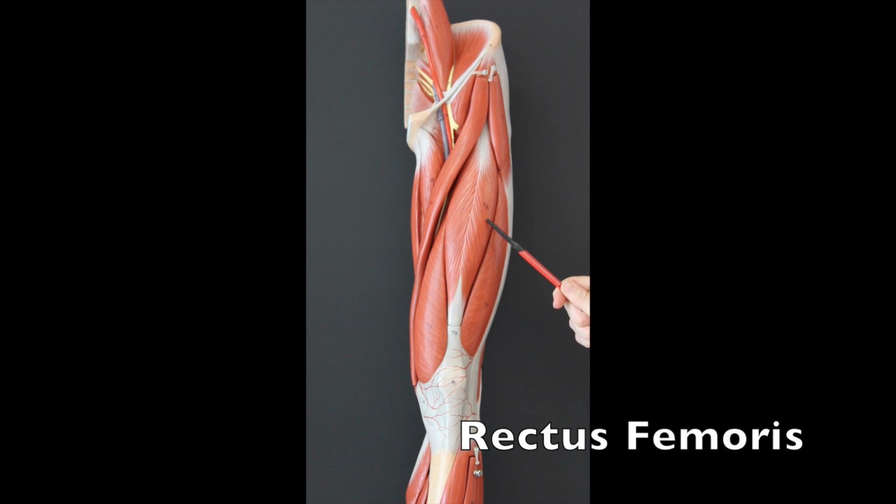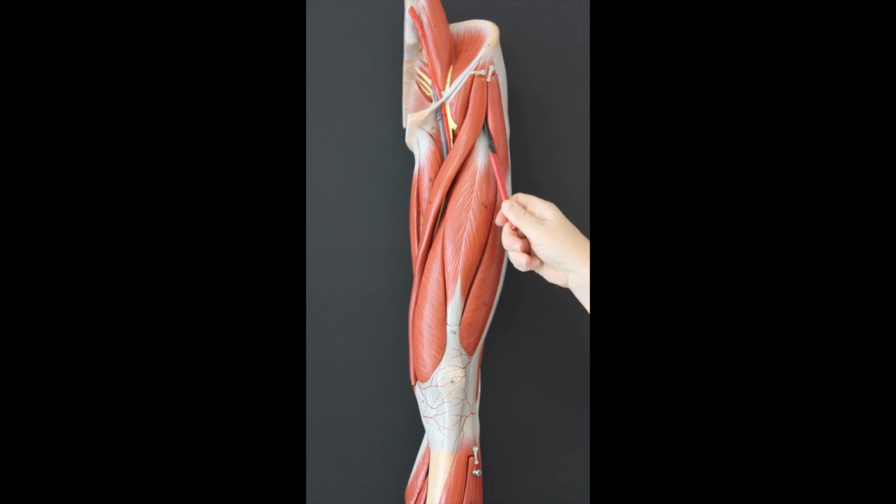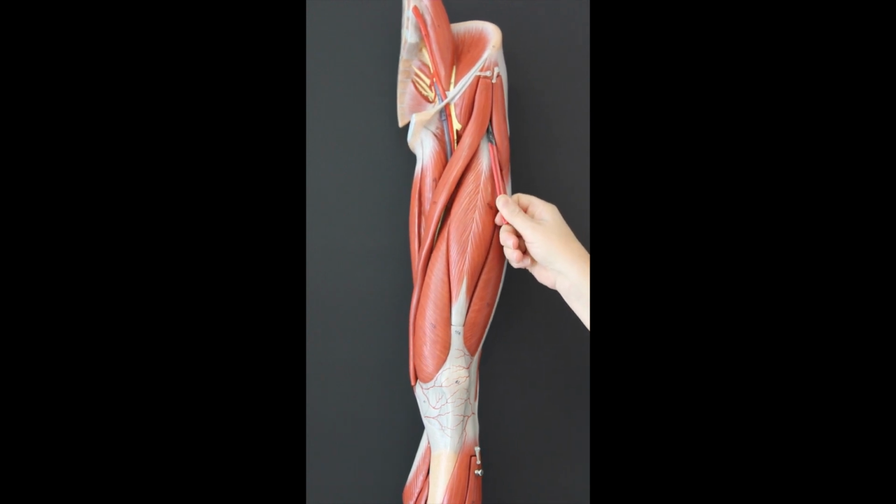Rectus femoris is the only one of the quadriceps femoris muscles that crosses the hip joint. It originates from the ilium, just superior to the acetabulum. It runs straight down the leg and attaches to the patella by the quadriceps femoris tendon.